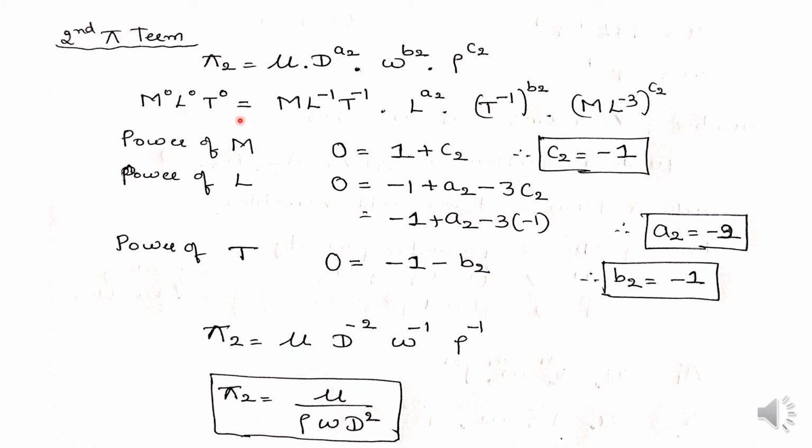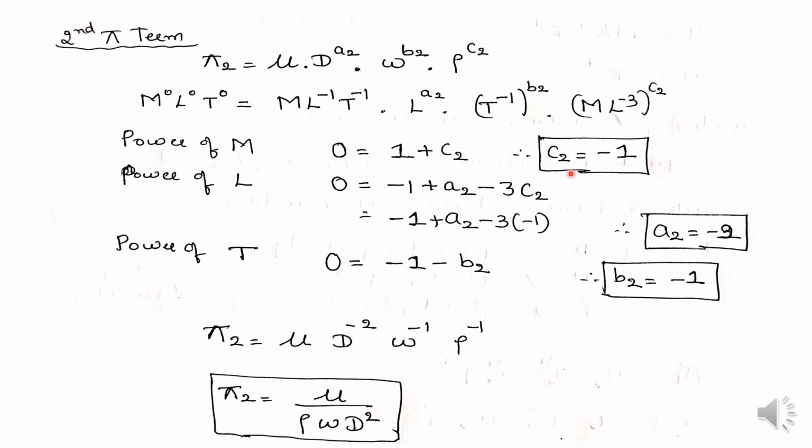Viscosity has dimensions M L to the power minus 1 T to the power minus 1, into d. Diameter d is length L, so L to the power a2. Omega is T to the power minus 1, to the power b2. Density is M L to the power minus 3, to the power c2. Now let us equate the powers of M, L and T on both sides of the equation. Power of M is 0 on the left, equal to 1 plus c2 on the right. So c2 is equal to minus 1.